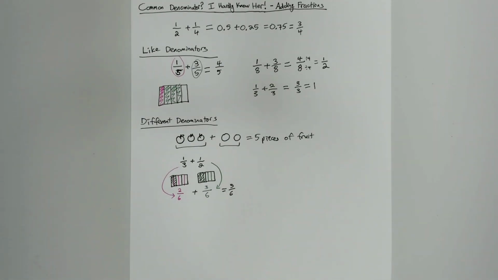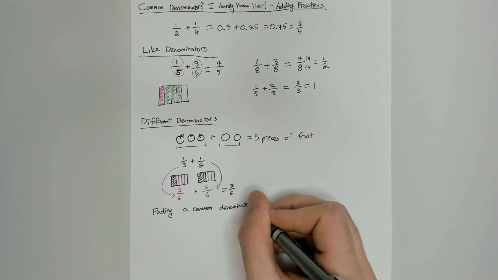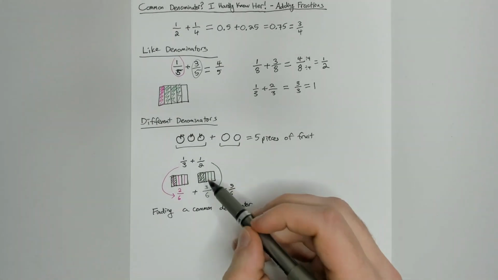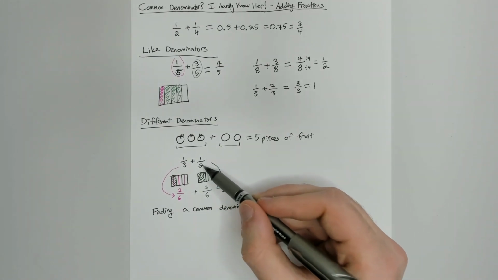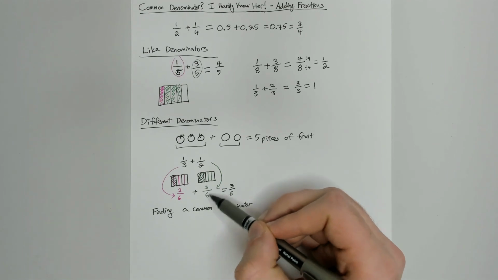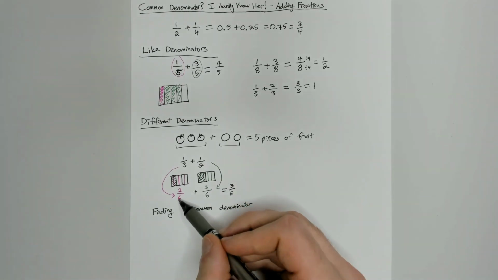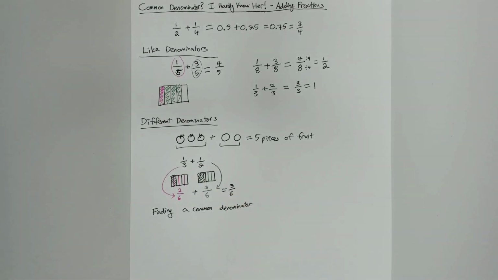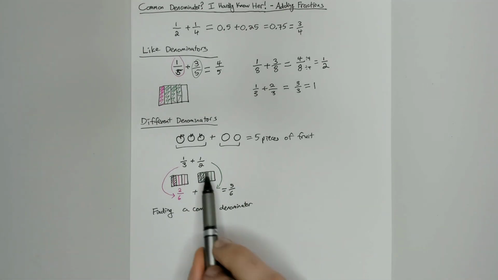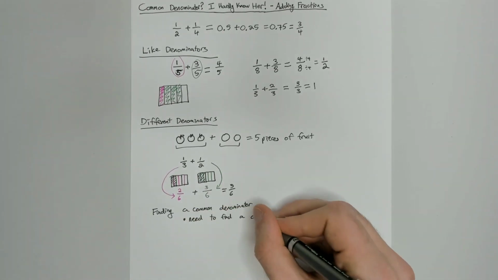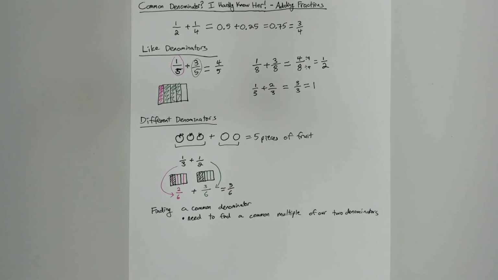So now the question is how did I know to make it 6, right? Where did I pull that number out of? So this is where the method for finding a common denominator comes into play. So the way we got to 6 was by basically taking 2 and multiplying it by 3. So 6 was a multiple of 2, right? Similarly, 6 is a multiple of 3. So we essentially need to find a common multiple of our two denominators.